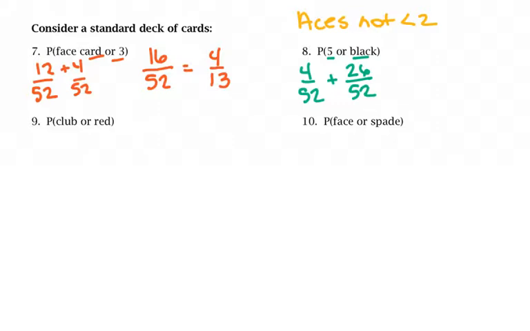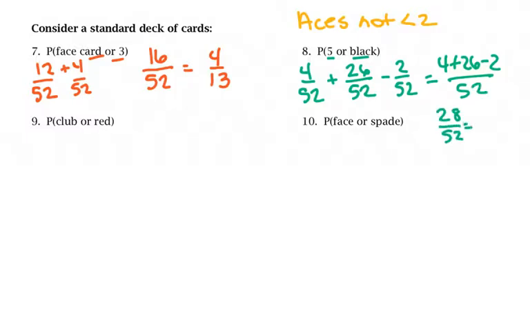There are 2 cards that are black 5s. So I'm going to take out the 2 that I already counted in both this set and this set. I can only count them one time, so I'm going to take out one of those sets. So what I've got is 4 plus 26 minus 2. That's 28 out of 52. And that reduces to 7/13. And I'm just going to leave it like that.